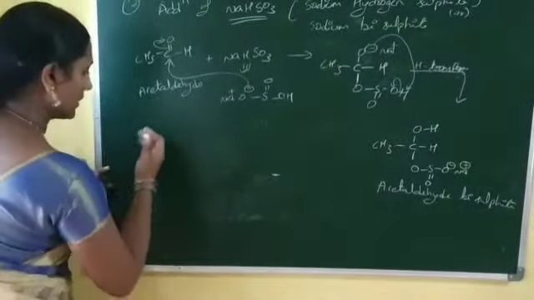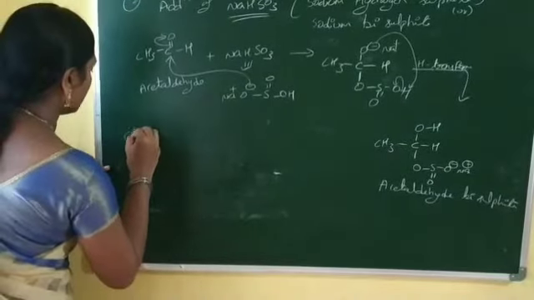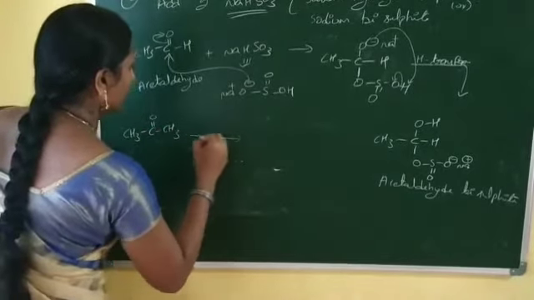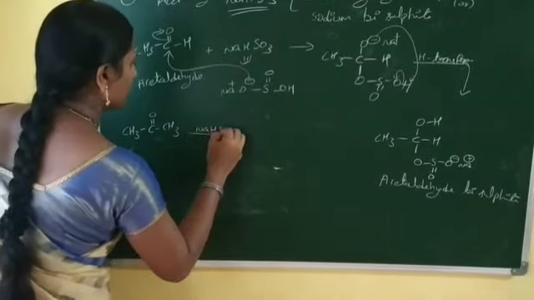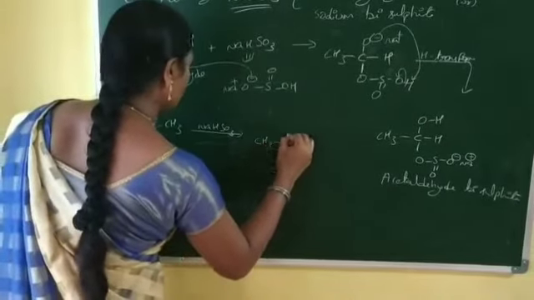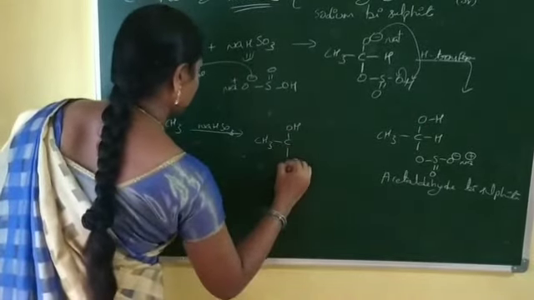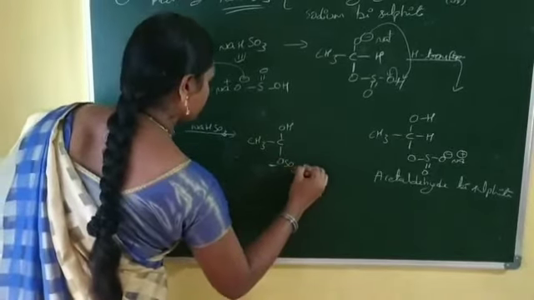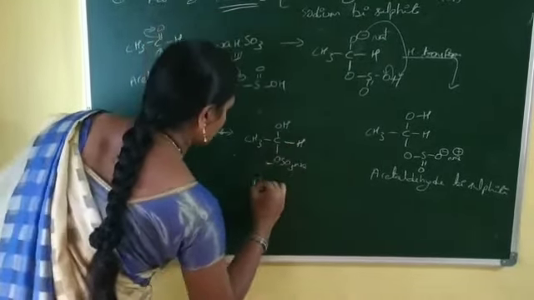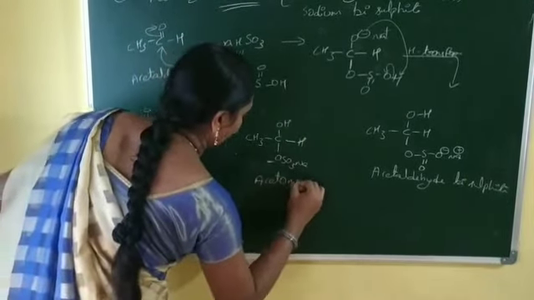Now you take another functional group, ketone. You take acetone. Now acetone is treated with sodium bisulfite. The product is acetone bisulfite.